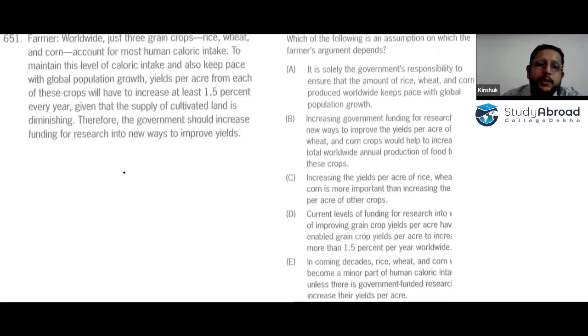So what is the challenge? What is the first thing they tell us? They tell us that the land is diminishing, it is decreasing, and we need to do what? We need to increase the yield, right? So finally, on this basis, what does the author say? Author says that government should increase the funding for research into new ways to improve the yields, right? So on this basis, they want to increase the funding of the research.